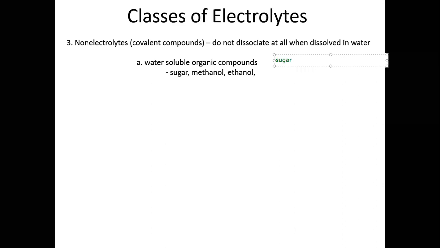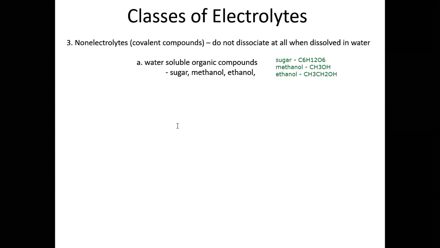So sugar is C6H12O6. So lots of carbon and hydrogen. Methanol, CH3OH. And don't get methanol and ethanol confused with hydroxides. So these are examples of non-electrolytes. You see they have lots of carbon and hydrogen.